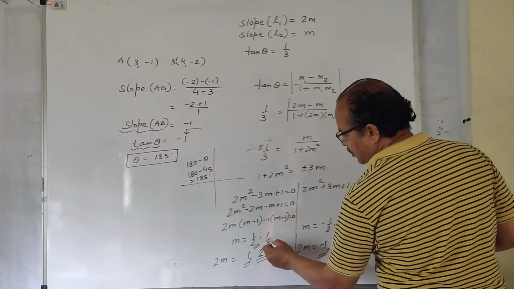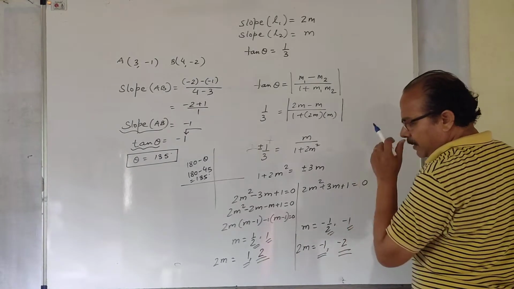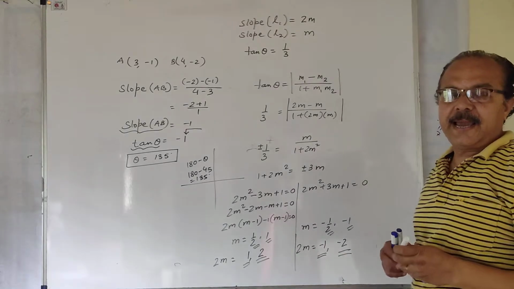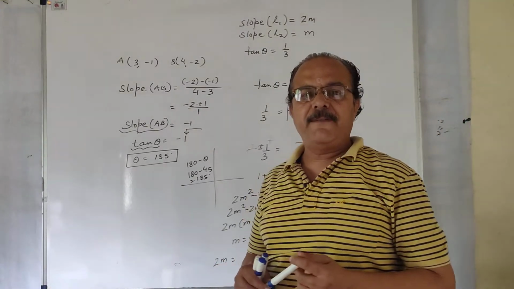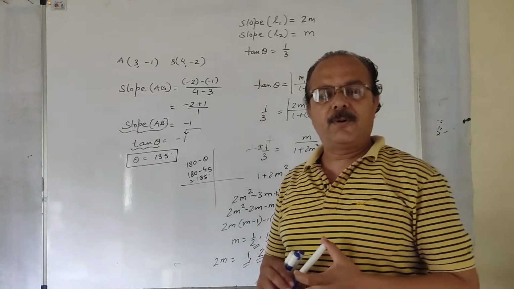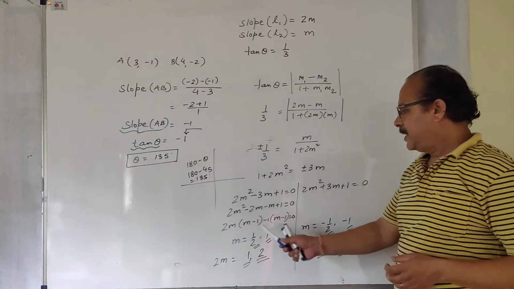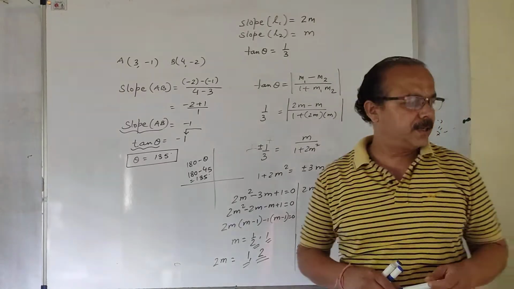So these are the four slopes, m and 2m, because we have two lines, L1 and L2. One has slope m, another has slope 2m. So we have to write the slopes of the lines as the answer. That's why we have these four answers.